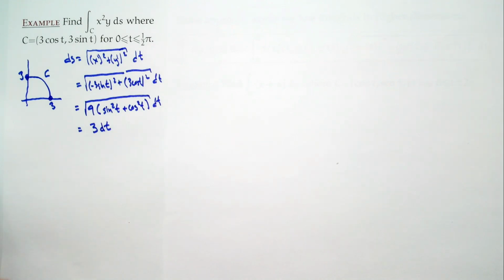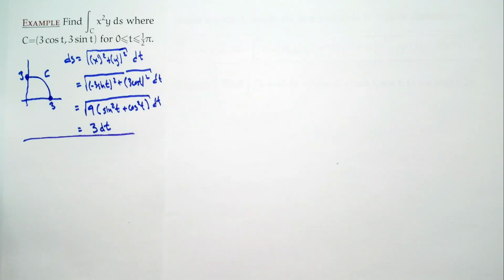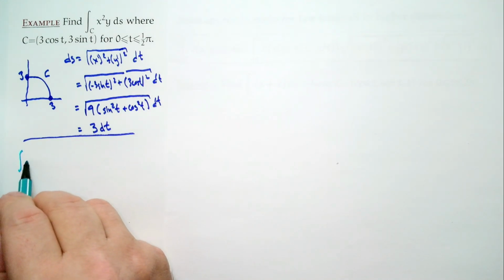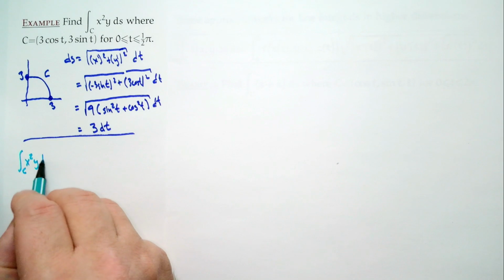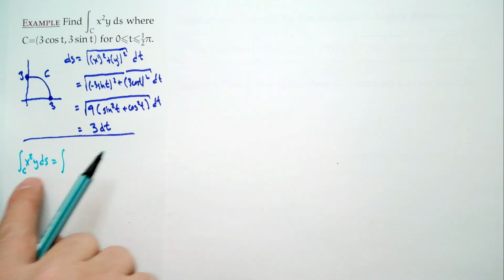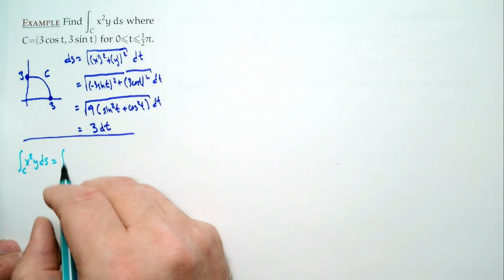Okay, so here's the thing. When you're ready to do your translation, when you figure out that one little part, you say the following. Okay, so the integral along the curve of x squared y ds, you do the following. You change your bounds to your t bounds. So that's going to become 0 to pi halves.